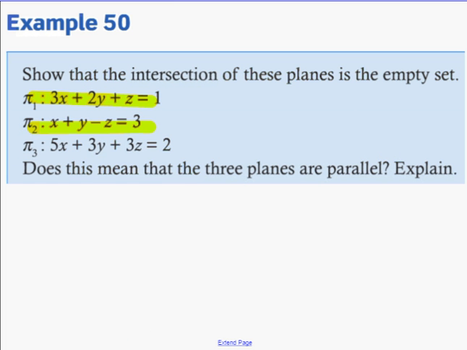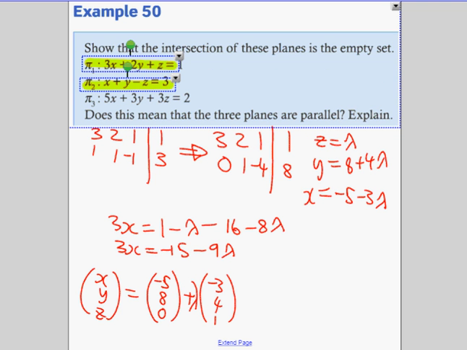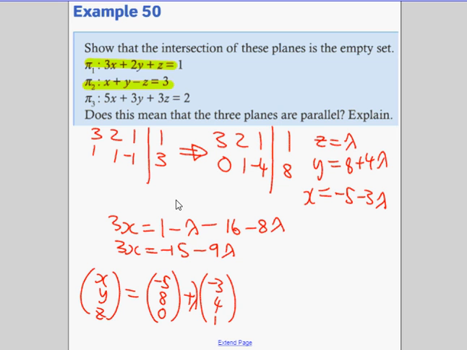You should try the same exercise, but for pi 1 and pi 2. And pause the video there, and I'll show you the answer. That's what you should get for the equation between pi 1 and pi 2.